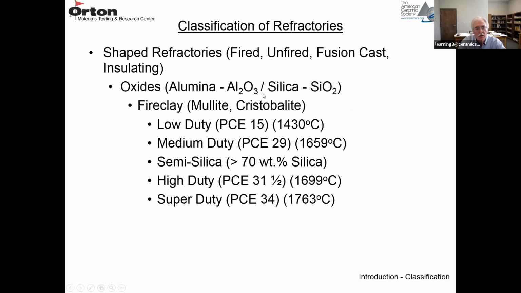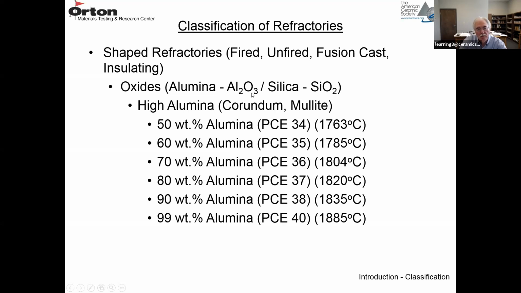The next group of oxides is the alumina silica materials, and we'll start out with fire clay. Fire clay has two crystalline forms, mullite and cristobalite, and they're ranked based on their use temperature from low duty to medium duty to semi-silica to high duty to super duty. So going from low duty to super duty, you're increasing the use temperature from about 1430 degrees C to about 1763 degrees C. And we'll go over the PCE test later on, but the PCE is the pyrometric cone equivalent. The higher the number, the higher the deformation point. So a low duty is a PCE of 15, and a super duty is a PCE of 34.